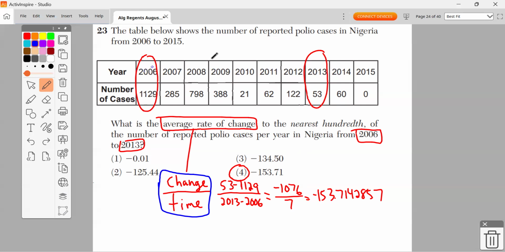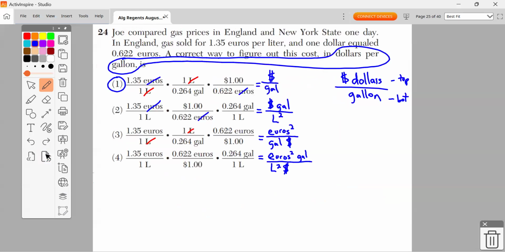Over what period of time? Well, 2013 minus 2006 is 7 years. Divide those, top divided by bottom, and we get that it's choice number 4.